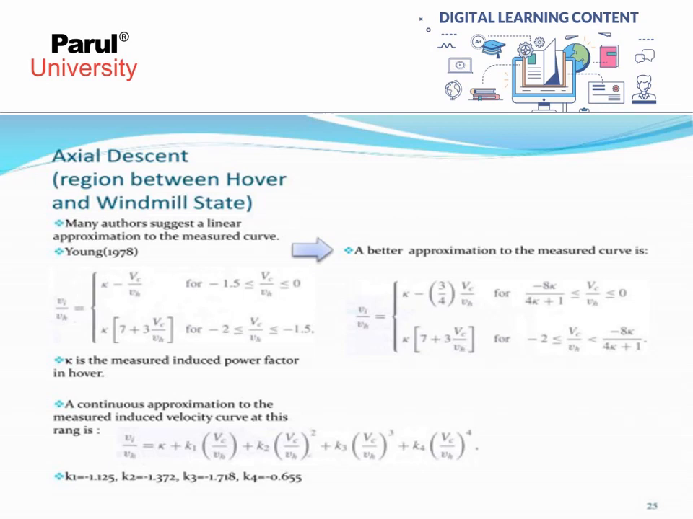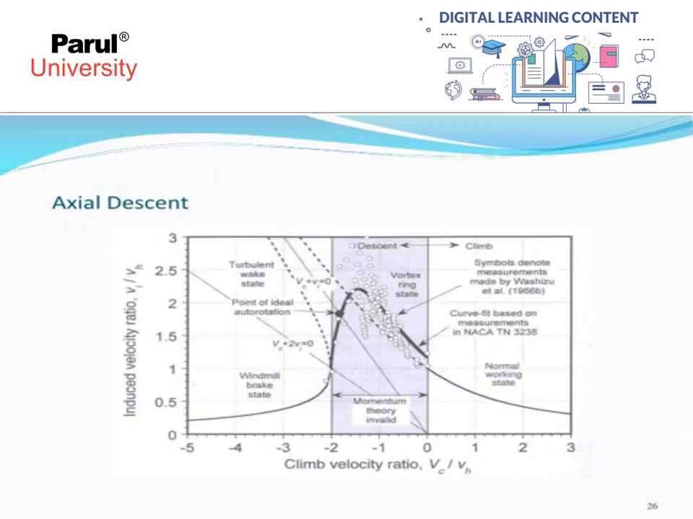Right? Now we can go for next. The axial descent induced velocity ratio Vi by Vh and climb velocity ratio Vc by Vh. This is the region between turbulent wake regions. The state point of ideal autorotation is Vc plus 2 Vi equal to 0. The momentum theory is invalid in this region. Vortex ring in the intermediate region, then the vortex ring stable descent, and after that is the normal working state, and before that is the brake state.